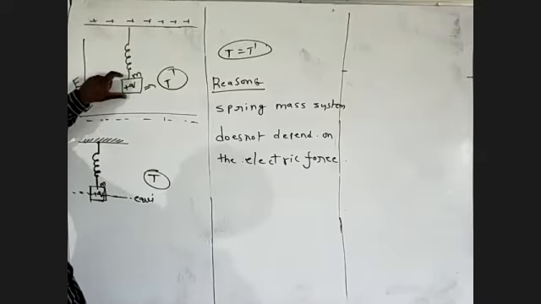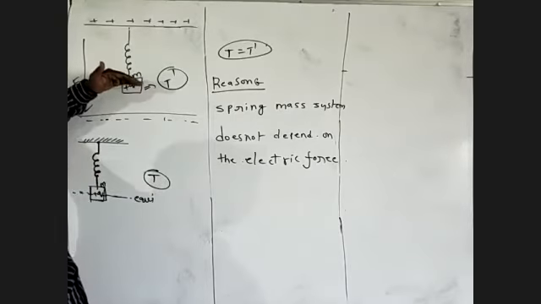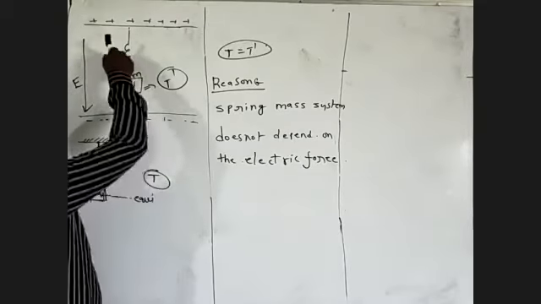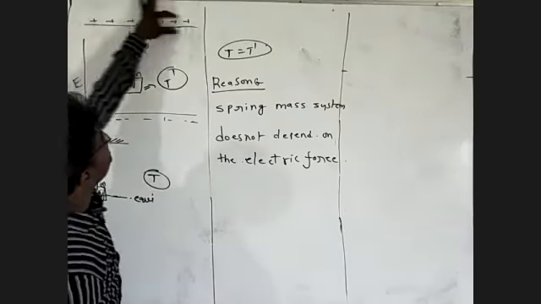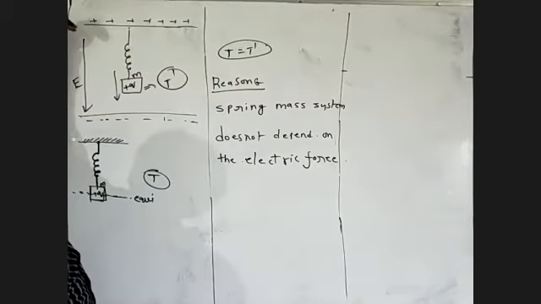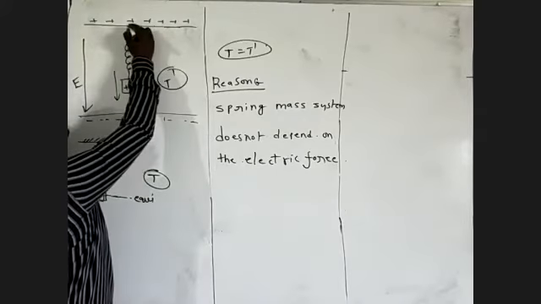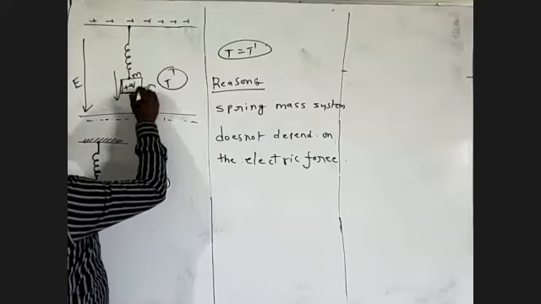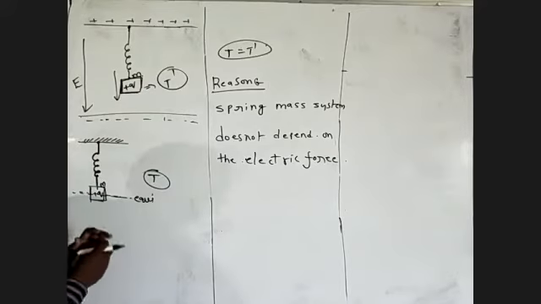And this is a spring mass system. This is a positive plate, which will repel the positive charge in the downward direction. This is a positive plate, this is a negative plate, and the direction of the electric field is from positive to negative. Next, this is a spring. One end is connected here and the other end is connected to the block of mass M. The charge is a positive charge.